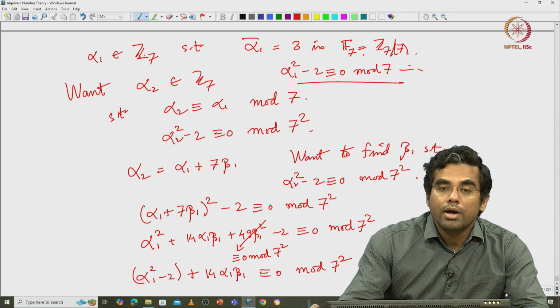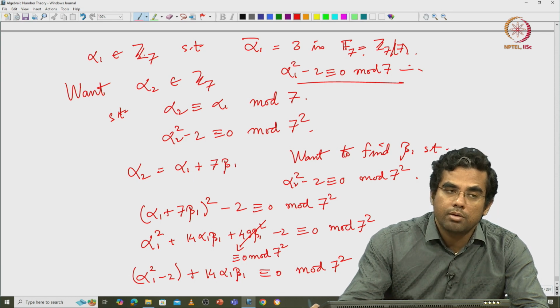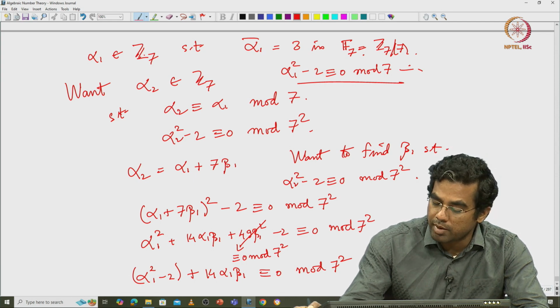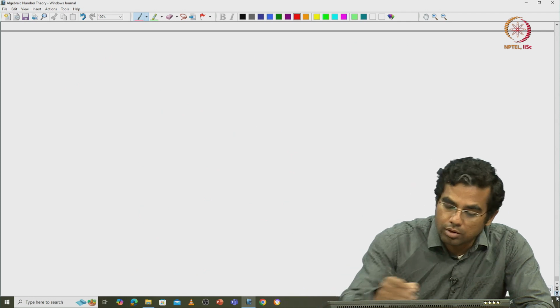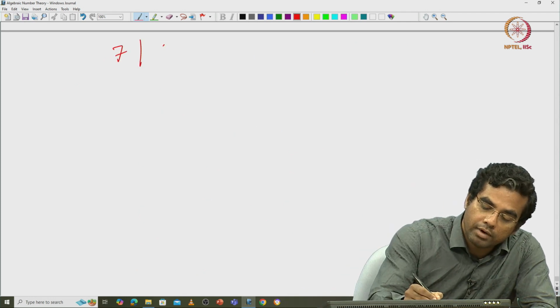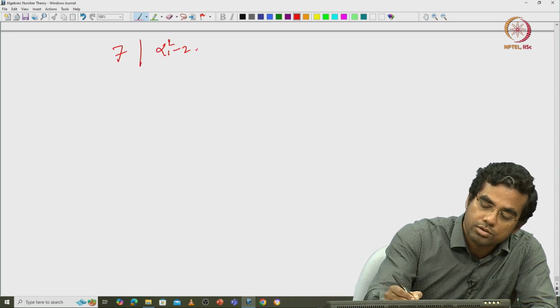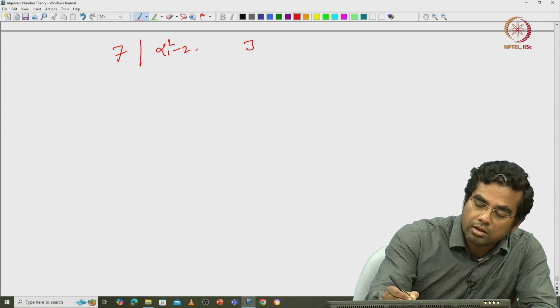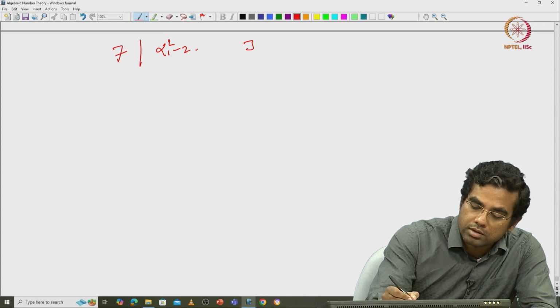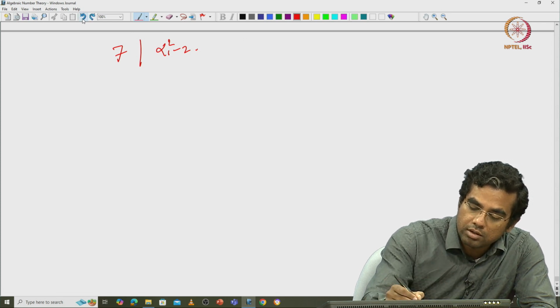But now I know that alpha 1 squared minus 2 is divisible by 7. So, 7 divides alpha 1 squared minus 2. So, what does this mean?